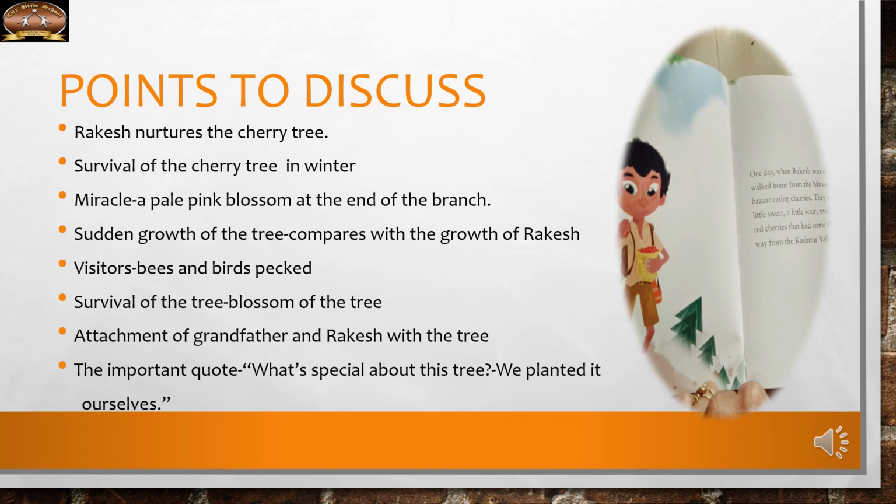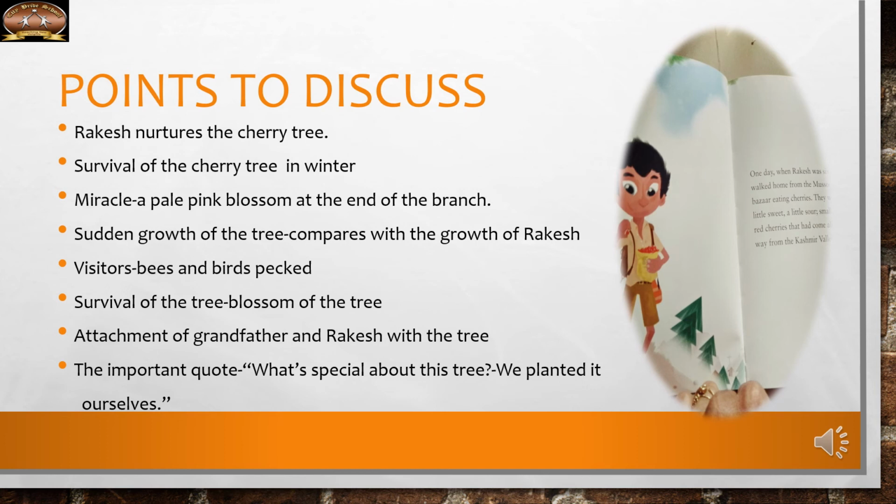Rakesh and grandfather gazed at the tree as though it had performed a miracle. So that is very important. Miracle. What is the miracle referred to here? That is a pale pink blossom at the end of the branch. Grandfather happened to see a pale pink blossom at the end of the branch. That means it has started flowering. Now the next step is fruits.